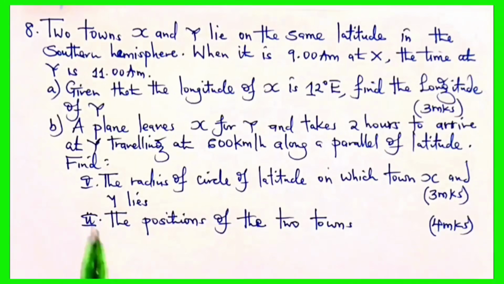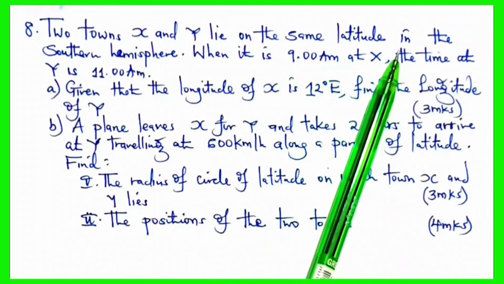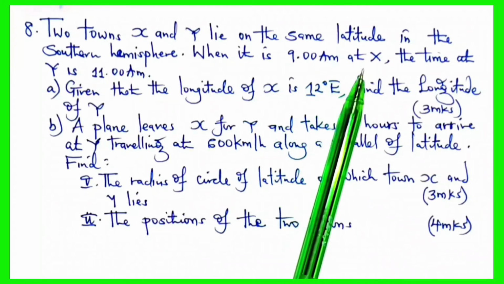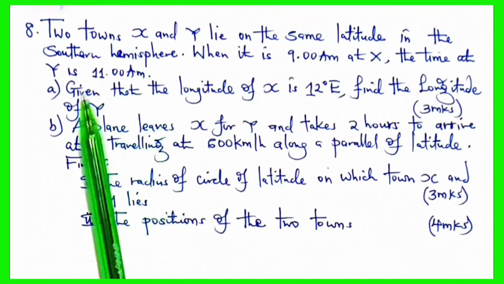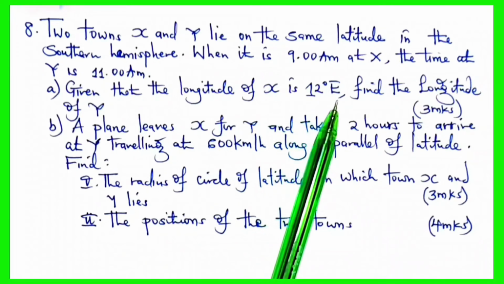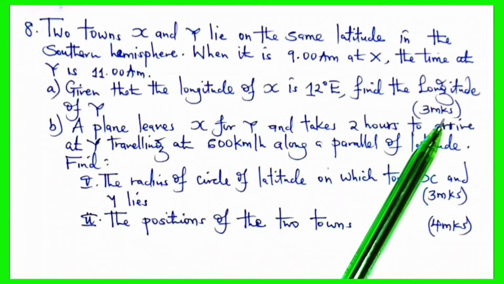Question 8. 2 towns X and Y lie on the same latitude in the southern hemisphere. When it is 9 a.m. at X, the time at Y is 11 a.m. Part A of the question. Given that the longitude of X is 12 degrees east, find the longitude of Y, 3 marks.